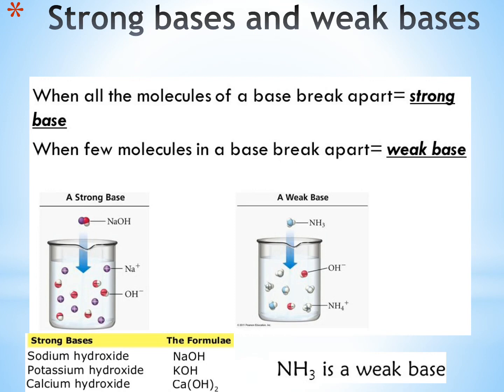Let's look at a few examples of a strong base and a weak base. Basically, the first one is sodium hydroxide. Sodium hydroxide is a strong base. Potassium hydroxide is also a strong base. Calcium hydroxide is also a strong base. Weak bases are ammonia and aluminum hydroxide. So ammonia and aluminum hydroxide are two examples of weak bases.